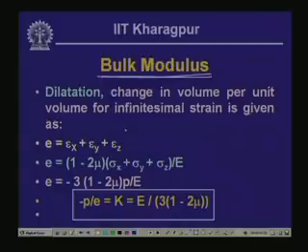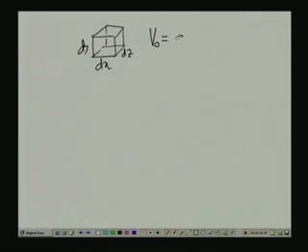Now, let us look at a point, a small body which is having a dimension dx, dy and dz. Let us say this is dx, dy and dz, the elemental lengths. So, the volume of this particular small element is equal to dx times dy times dz. Now, after this particular element has undergone strain, there will be extension in all three directions, and thereby there will be change in the volume.